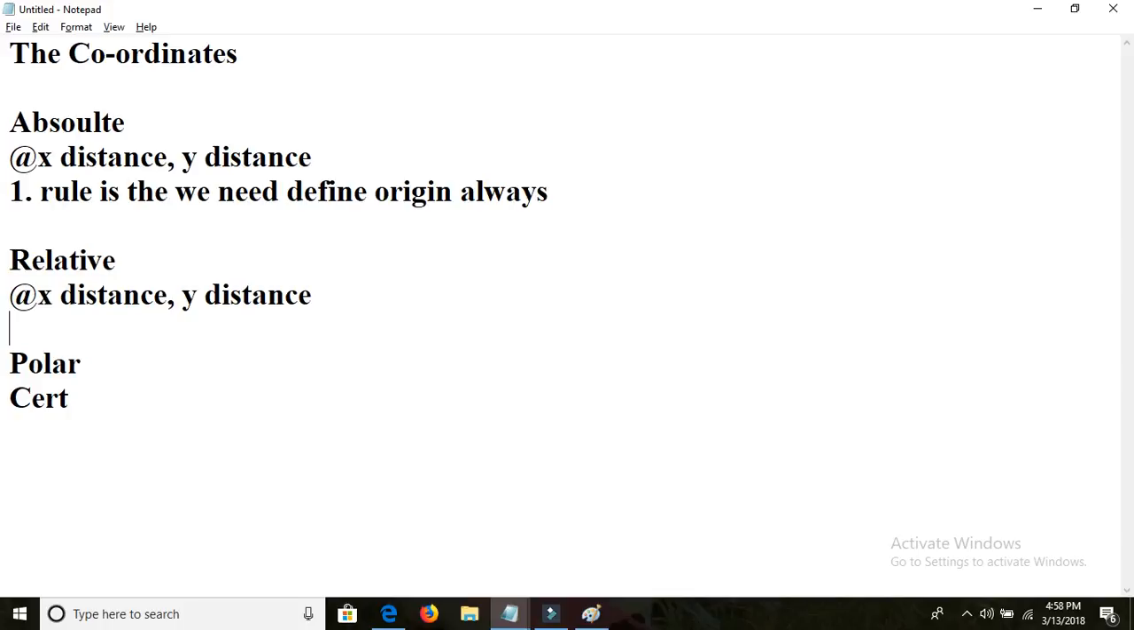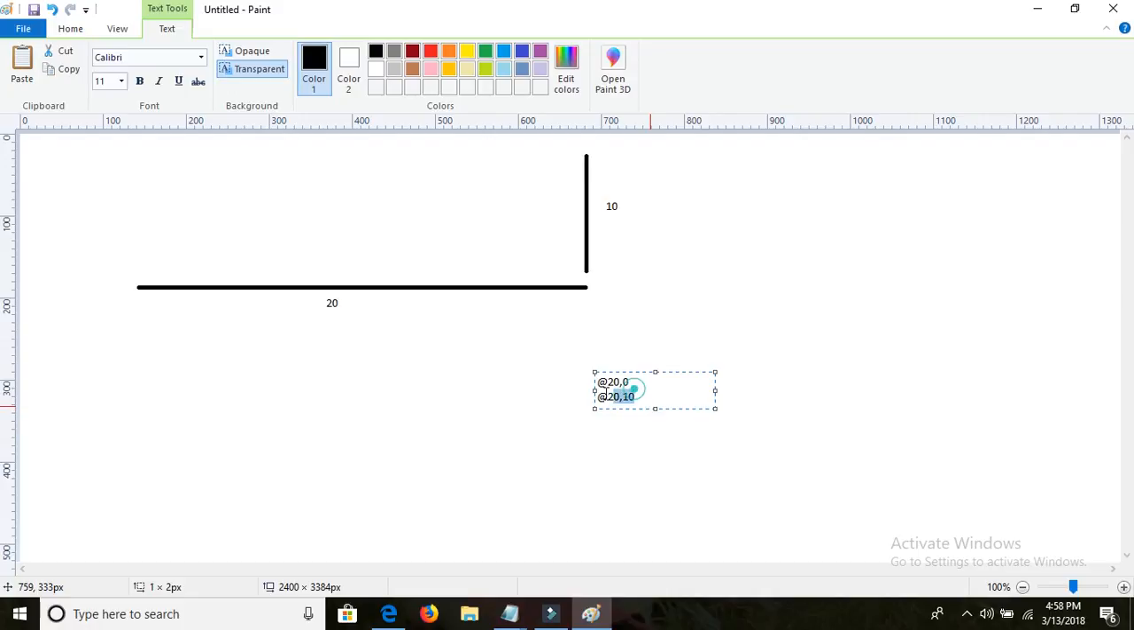The rule is, no need to define the origin of this. So that's very simple, right? Now we're talking about the relative coordinate system, there is no need to define the origin. Directly we can say 0 comma 10 here. Why? Because from this first point, you have drawn that line from this end point to this end point, then the origin is here now. So that's the reason it is 0 comma 10.